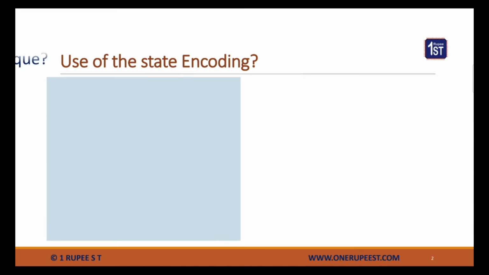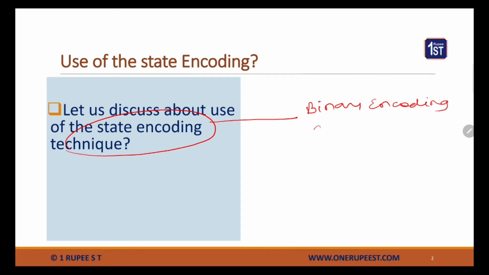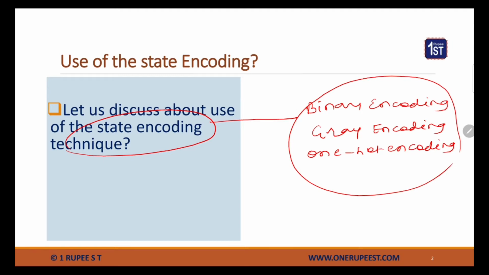Use of state encoding techniques. Already we are familiar with state encoding techniques as binary, gray, and one hot. So these are the state encoding techniques.